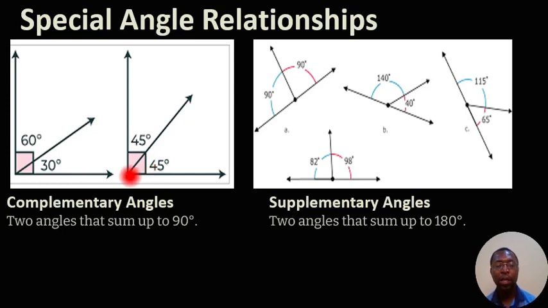So any two angles that sum up to give you 90 degrees are known as what? Complementary angles. So 60 degrees is a complementary angle of 30 degrees, or we could say 30 degrees is a complementary angle of 60 degrees.